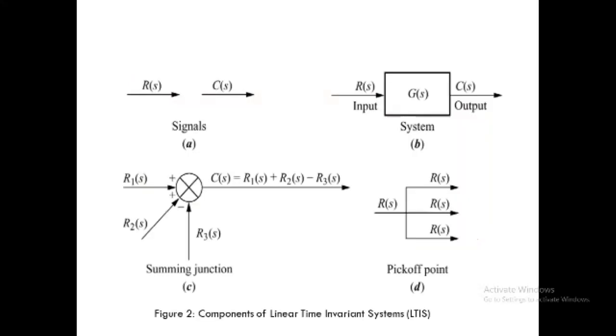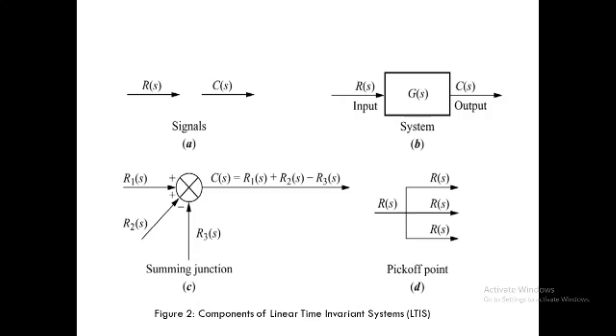These are some conclusions. Here, the signals given are R(s) and C(s). Figure B represents R(s) given to the gain, that is G(s), and from this G(s), C(s) is the output. According to diagrams A and B, we can see diagram C. The combination of diagrams A and B includes one summing point, shown in diagram C. Here R1(s), R2(s) and R3(s) are added and subtracted respectively at this summing point.